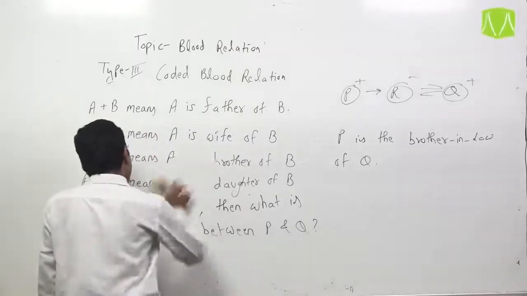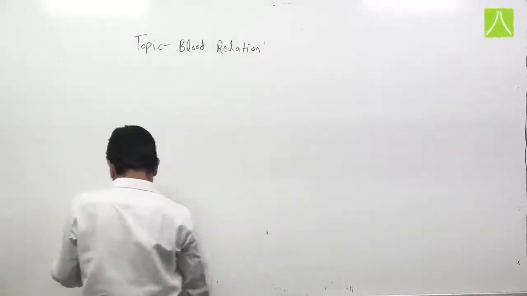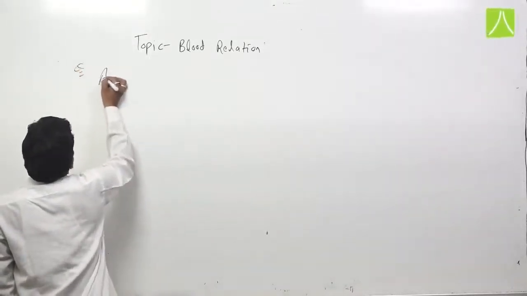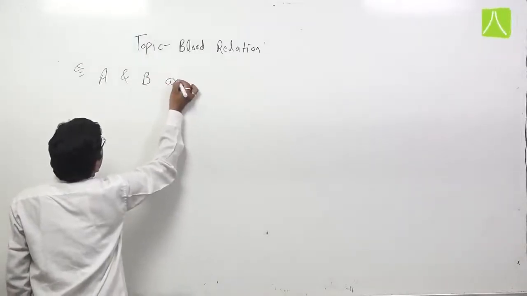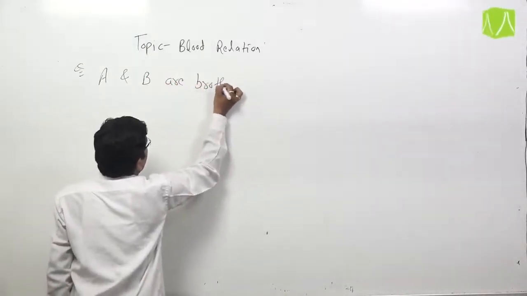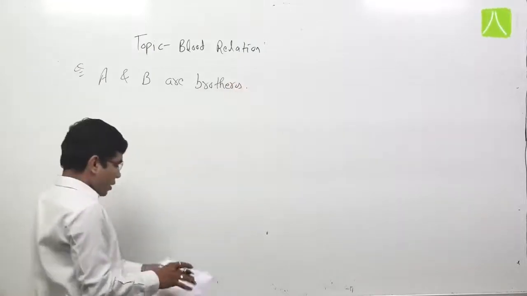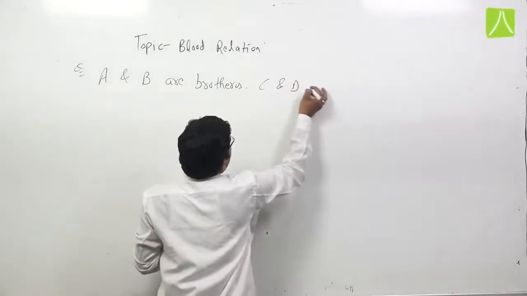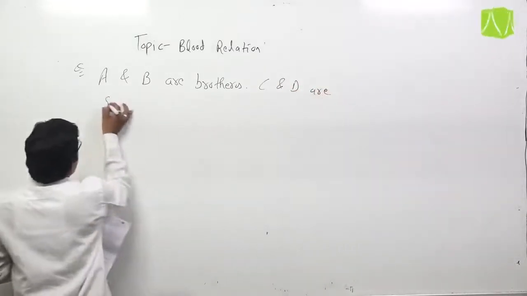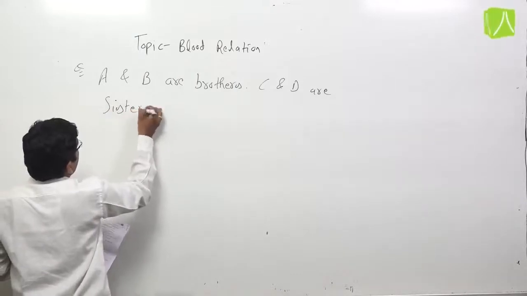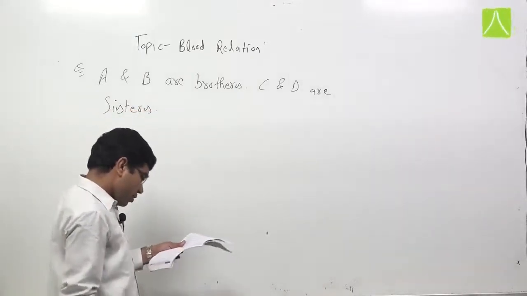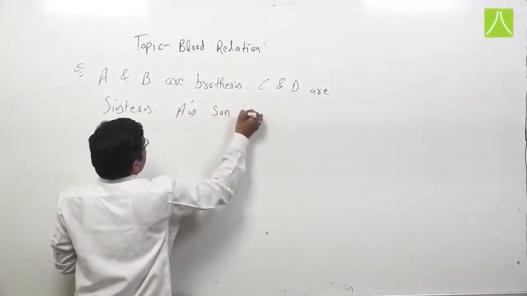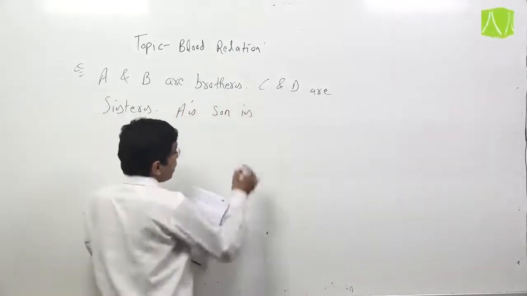Now take further mixed examples. The question is: A and B are brothers. C and D are sisters. A's son is D's brother.